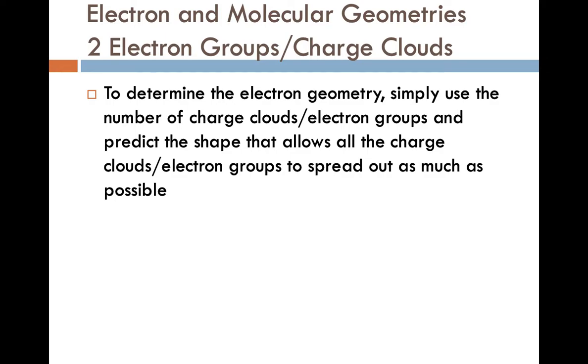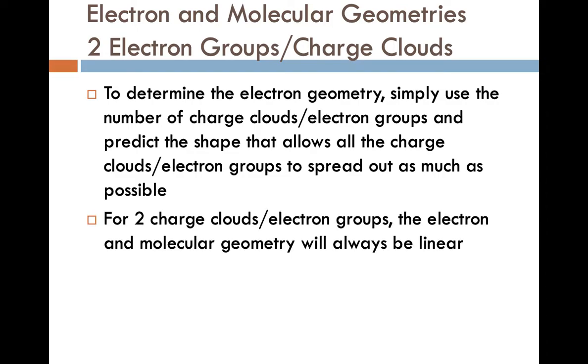So what I'm going to do is go through each different electron geometry possibility and show how we go from one electron geometry to another, and also how we get the different molecular geometries from those electron geometries. So the first starting point is if we have just two electron groups, or basically just two areas of electrons trying to spread out around one central atom. This is what we saw just a second ago with CO2. And what we're going to see is that our electron, and it turns out also our molecular geometry, will always be linear for this type of situation.